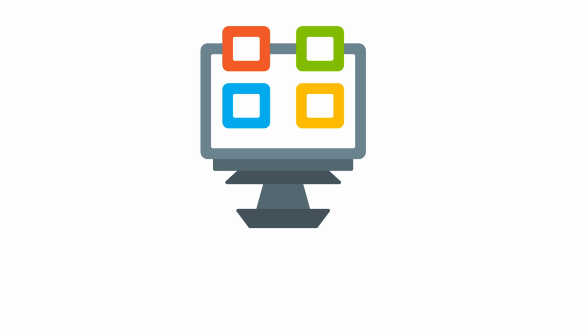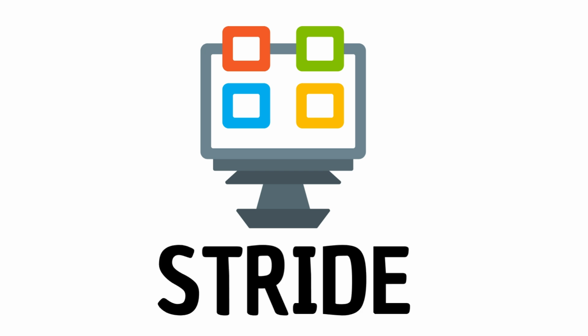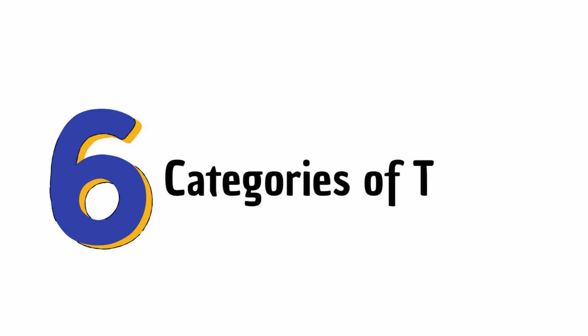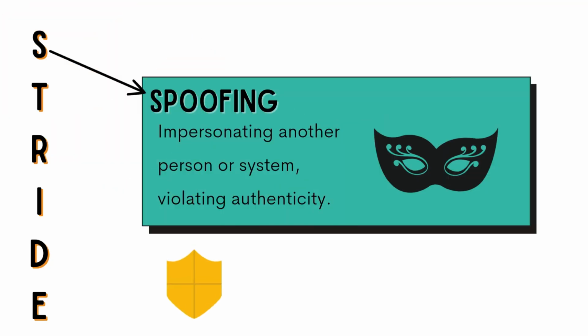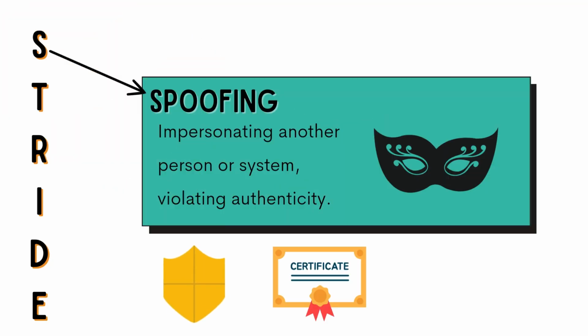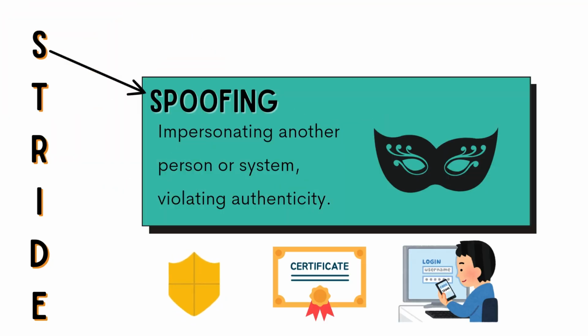One of the most widely used and foundational threat modeling methods developed by Microsoft is STRIDE. STRIDE stands for 6 categories of threats. Each letter in STRIDE represents a potential threat. The first one is spoofing, impersonating another person or system, violating authenticity. To mitigate this risk, use strong authentication mechanisms like digital certificates or multi-factor authentication to verify user identities.